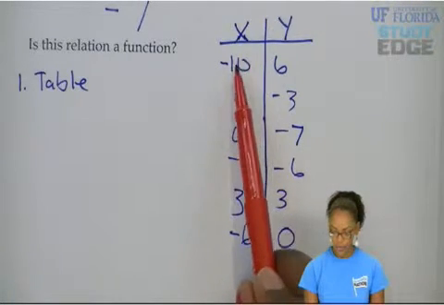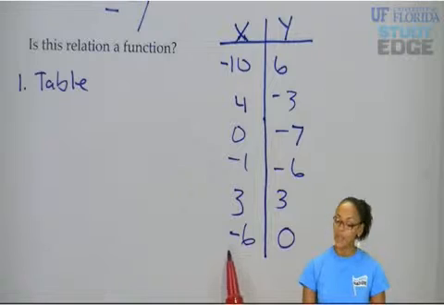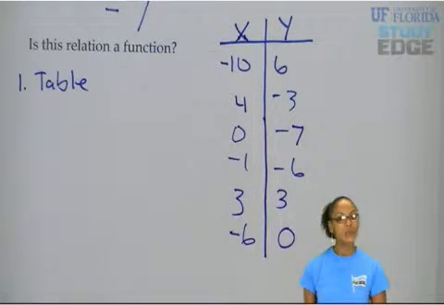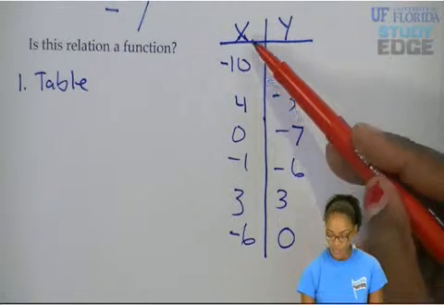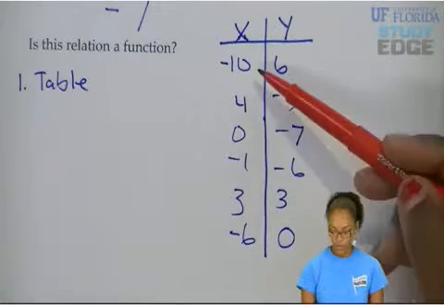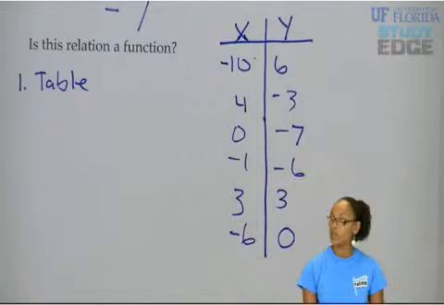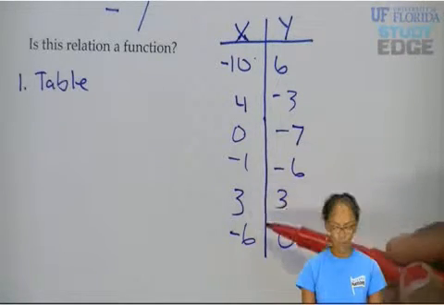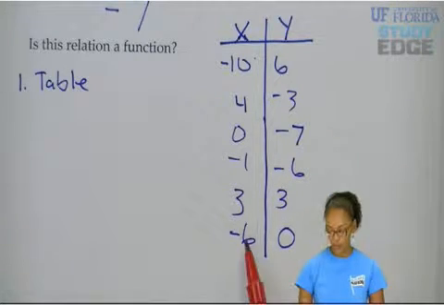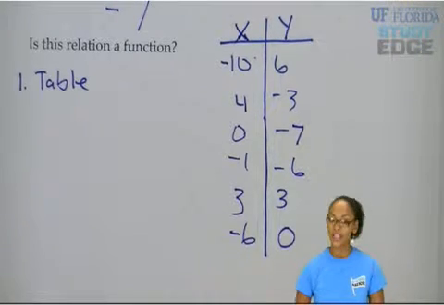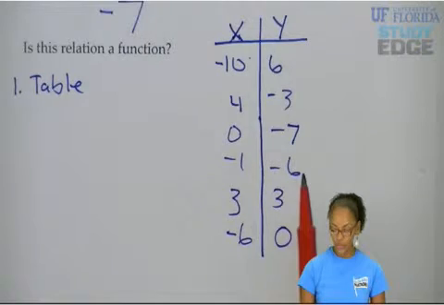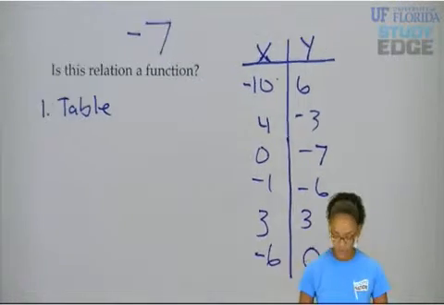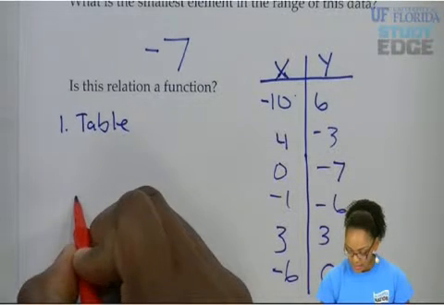Is there another negative 10? No, there's not two y's for one negative 10. The easiest way to determine this is to see if there are any duplicate x's in here. Do we see any other negative 10? No. Any other 4s? No. 0? No. Negative 1? Nope. 3? Nope, not a single 3. Negative 6? No. So there's only one y for every x.